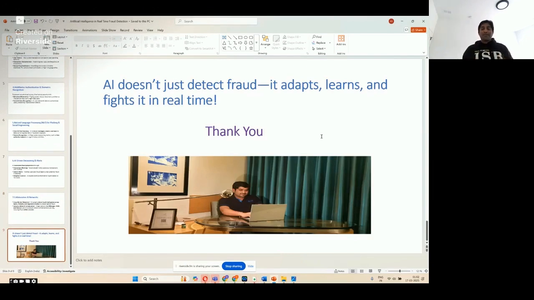So the main thing over here is that AI doesn't just detect fraud, it adapts, learns, and fights it in real time. This is how AI is helping the fraud analytics space, and it is doing the same in multiple other areas.